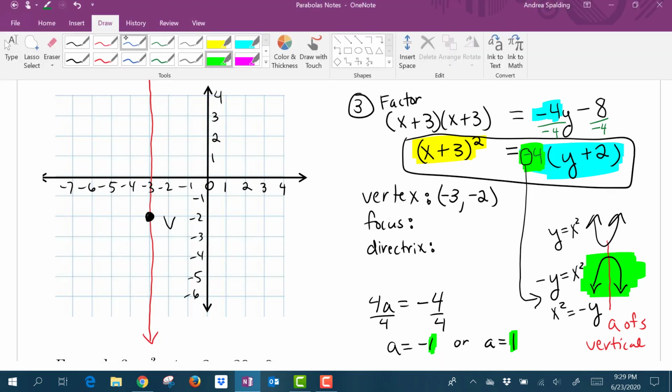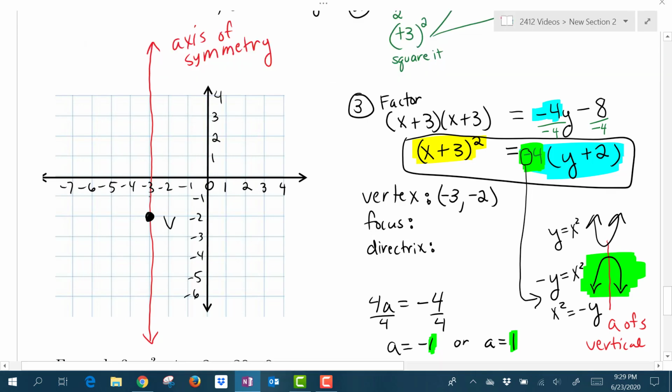Okay, so we're going to go up or down to plot our focus. Now, which is it? Is it up or down along that axis of symmetry, 1 unit? Well, we said that our picture was going to open upside down, and we know the focus always lives inside. So the vertex would be above the focus, and the focus would be inside, below the vertex. So we're going to go 1 unit down and say that's our focus. So 1 unit down, living on the axis of symmetry. So what point is that? Was that -3, -3? Okay.